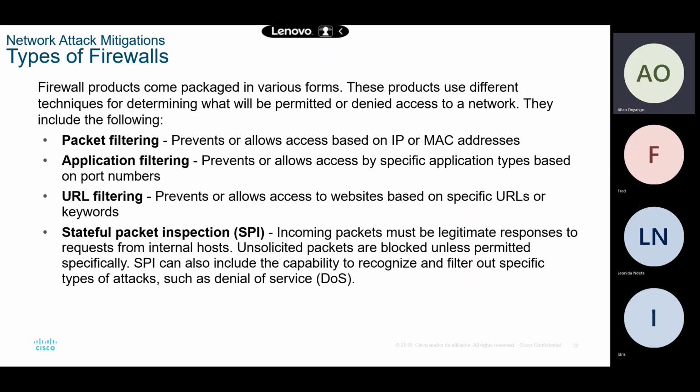Talking about firewalls, we have different types of firewalls. We have packet filtering firewalls, which filter based on IP or MAC addresses of the packets. Application filtering prevents access by specific applications, at the level of applications or specified port numbers. And URL filtering, of course, uses URLs. Any uniform resource locator passed across the firewall will be blocked or permitted.